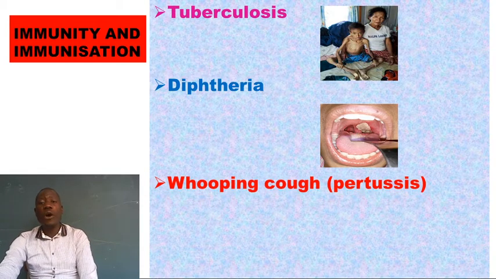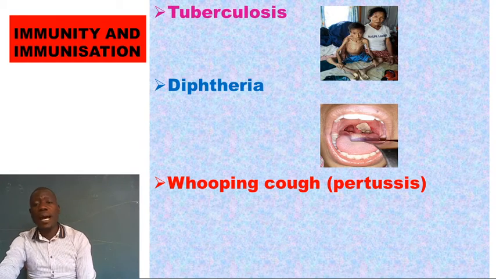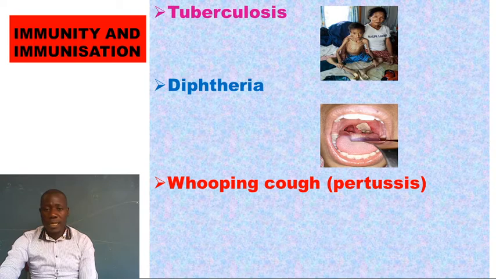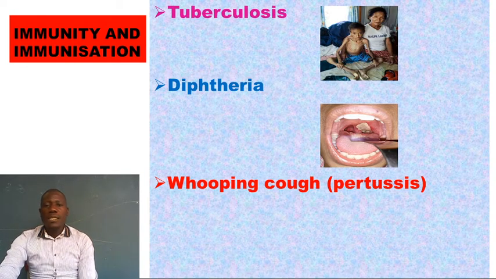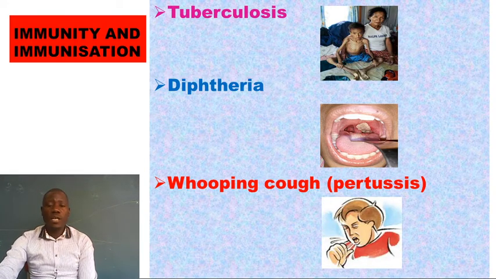Then we have whooping cough, which we can also term as pertussis. The word is pertussis. Check the spelling of the word pertussis, double S, and then U. Check the spelling. This one also is a respiratory disease. It also attacks the lungs and is also characterized by coughing.